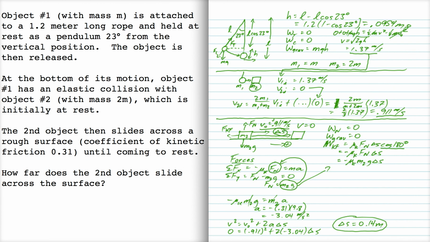Now the work energy theorem tells me to sum the works done by all my forces and set it equal to the change in kinetic energy. The final kinetic energy is 0, because final velocity is 0. And so I end up with minus mu sub k m2g delta s is equal to minus 1/2 m2 v naught squared. m2 goes away, and so delta s is equal to v naught squared over 2 mu sub k times g, which works out to be 0.14 meters. So either way, you get the same answer.